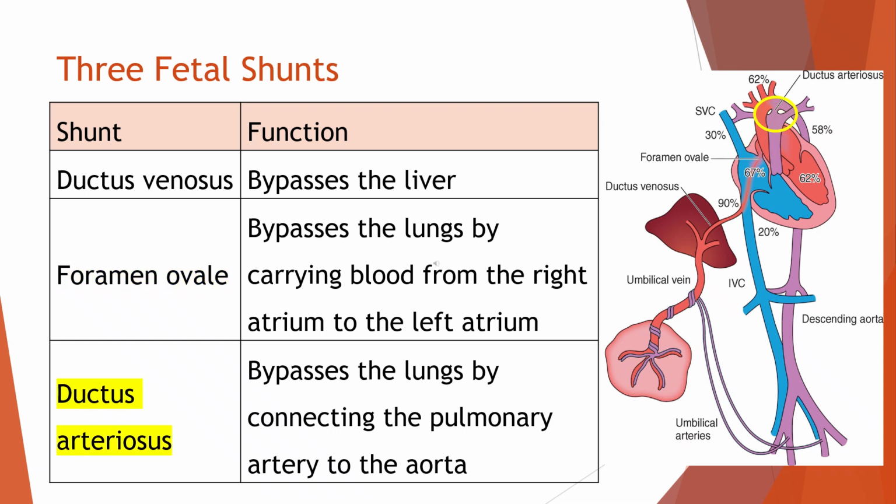This is another special blood vessel that connects the pulmonary artery to the aorta. Normally, blood from the pulmonary artery should go to the lungs. But because the fetal lungs are not working, most of the blood passes through the ductus arteriosus and directly enters the aorta. Again, this is another way of bypassing the lungs.